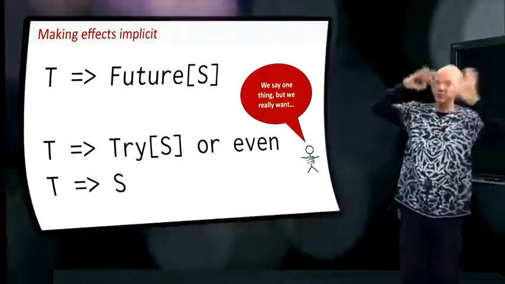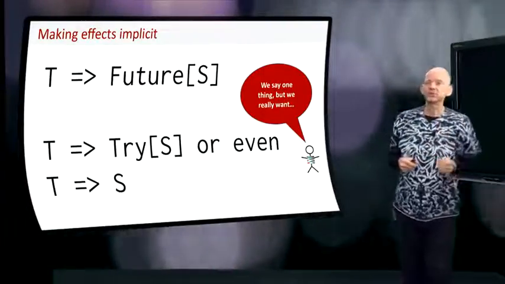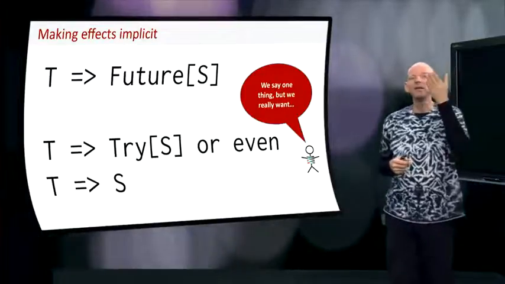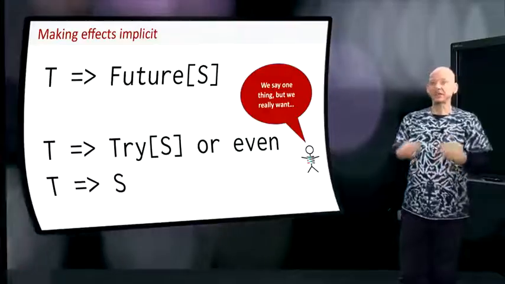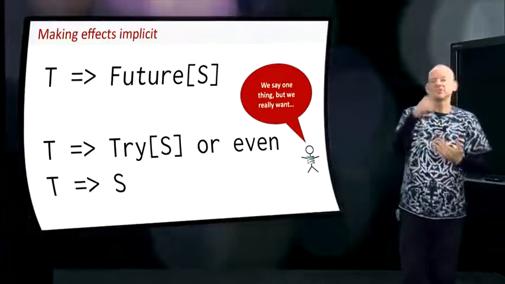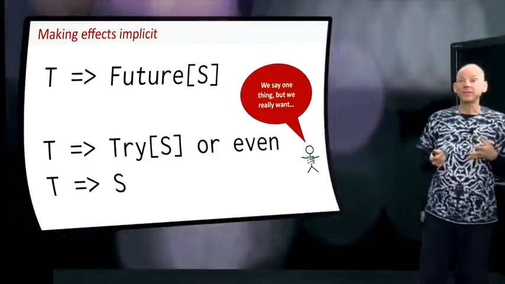All right. So on the outside, it still looks like a function that returns a Future or a function that uses Try. But internally, we want to just treat it inside our code as a regular function from T to S. Okay?